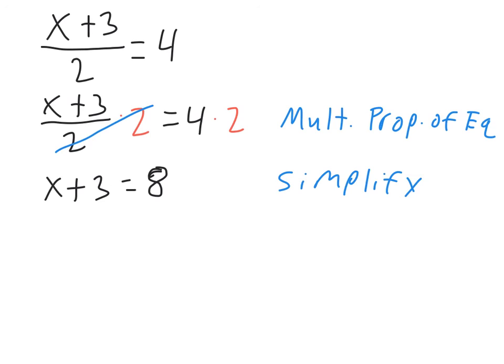So that's addition, so we need to do the opposite and subtract. So we have x plus 3 and do the opposite, minus 3. Equals 8. And we minus 3 on the left, minus 3 on the right. So now we combine like terms. 3 minus 3 is 0, just cancels out to leave x. And 8 minus 3 is 5.